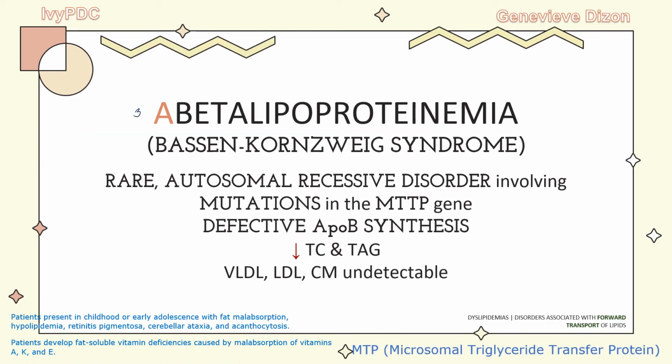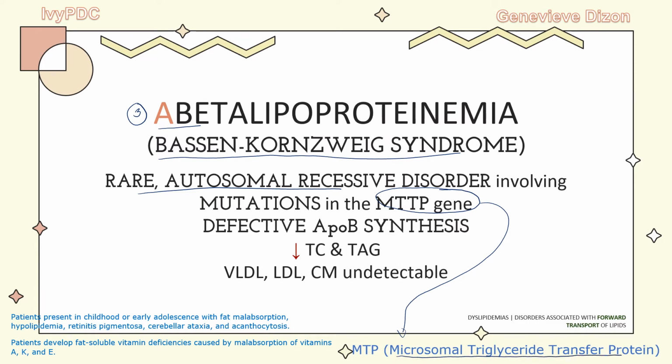The third dyslipidemia is abetalipoproteinemia, otherwise known as the Bassen-Kornzweig syndrome. This is a rare autosomal recessive disorder which affects the MTTP gene. This gene is responsible for the MTP protein, or the microsomal triglyceride transfer protein. This is also a defective ApoB synthesis condition. The MTTP gene is located in chromosome 4 with an approximate number of 894 amino acids.